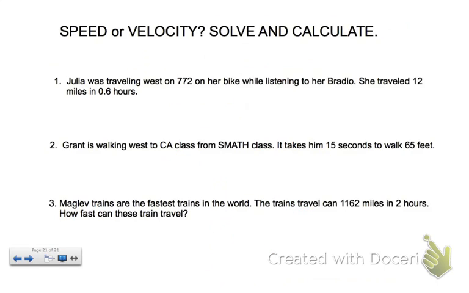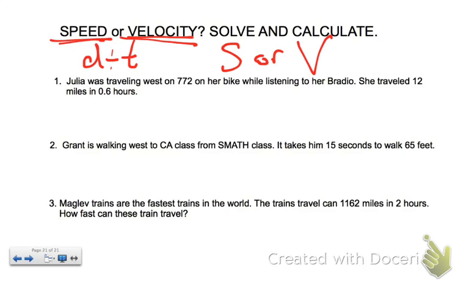For the remainder of our time, we're going to be looking at problems very similar to speed and velocity, what we did in 4.1, 4.2, and 4.3. But we're simply going to be identifying, is it speed, S, or velocity, V? Just remember, the same formula is used for speed and velocity, and that's distance divided by time. The only difference is that velocity has direction involved. If I see a direction that an object is traveling, I know it is velocity. If not, I know it's speed.